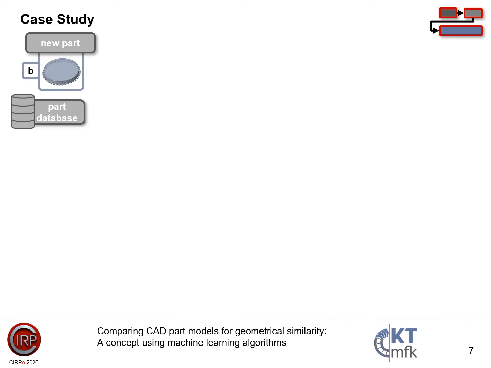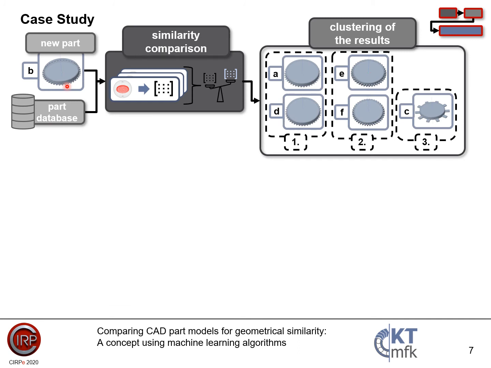Like mentioned earlier, the starting point of this whole process is the new part, which is designed here, which is the geometry with the letter B, and you need a part database with the other 5 geometries. At first, a global similarity comparison has been conducted, and the results can be seen here on the right side of the slide. So the first cluster, which is the cluster with the most similar parts, is geometry A and D, followed by a second cluster with geometry E and F, and a third cluster where only geometry C is classified in. So now in the next step, the first and the second cluster are examined on their own to get an internal ranking for the cluster.